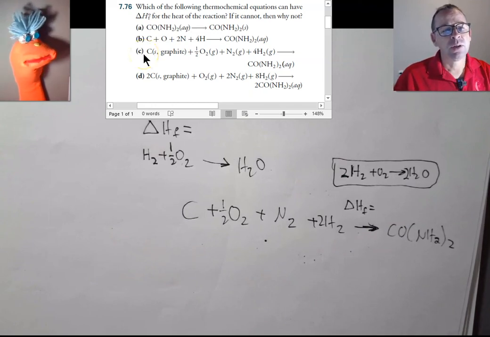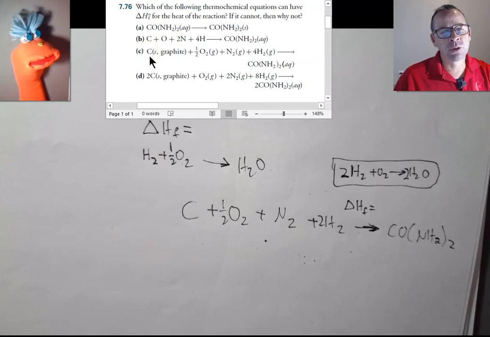How about C? It's from elements, and they're nitrogen gas, oxygen gas, hydrogen gas. Ooh, that looks pretty good. Yeah, it does.